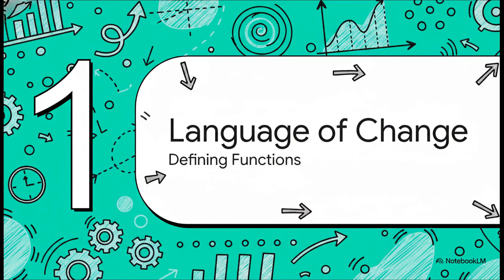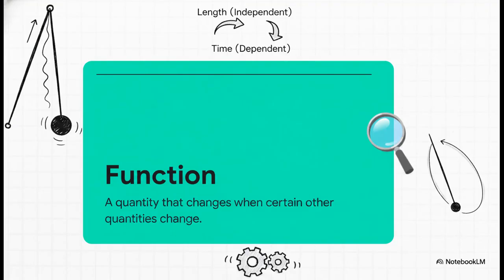Okay, let's dive right into section 1, the language of change. Because, before you can calculate infinity, you really need to understand how things relate to one another. Kiselev defines a function simply as a quantity that changes when certain other quantities change, and he brilliantly grounds this super abstract concept with a real-world analogy right in his introduction. He points out that the duration of a pendulum swing is simply a function of its length. If you change the independent variable, the length of the string, the dependent variable, the time of the swing, changes right along with it in lockstep. It's this unbroken, completely predictable relationship.